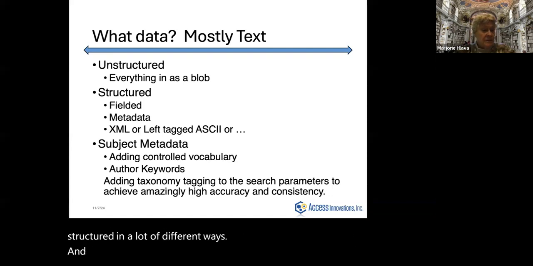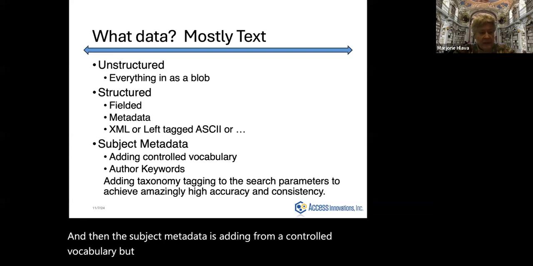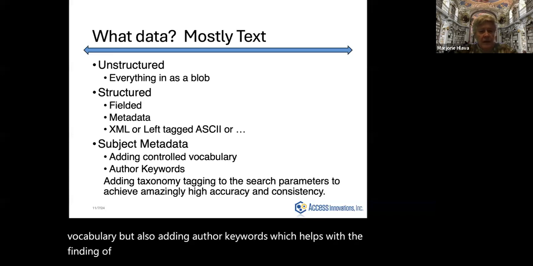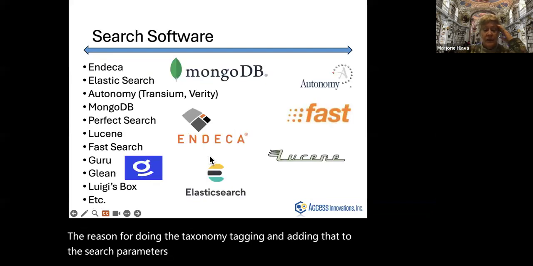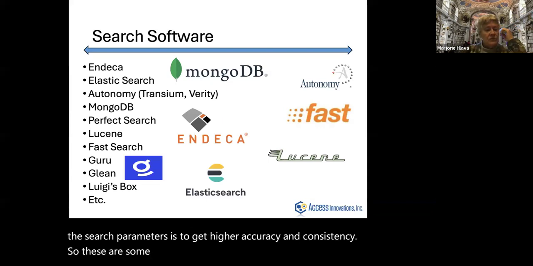And then the subject metadata is adding from a controlled vocabulary, but also adding author keywords, which helps with the finding of information. The reason for doing the taxonomy tagging and adding that to the search parameters is to get higher accuracy and consistency. So these are some samples of search software.